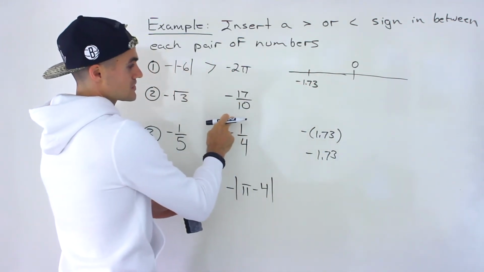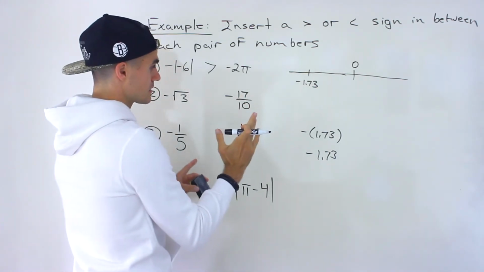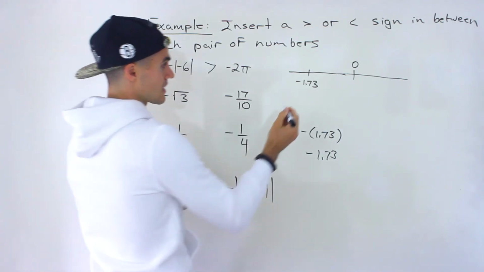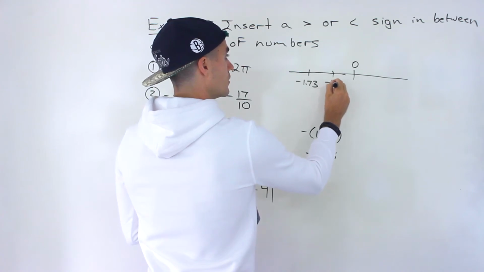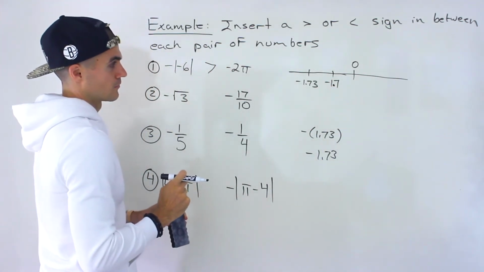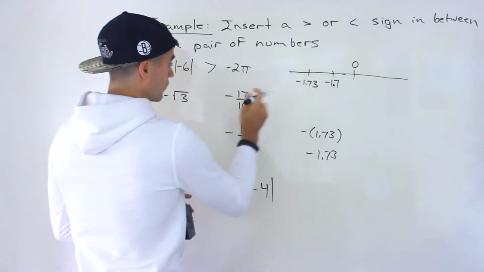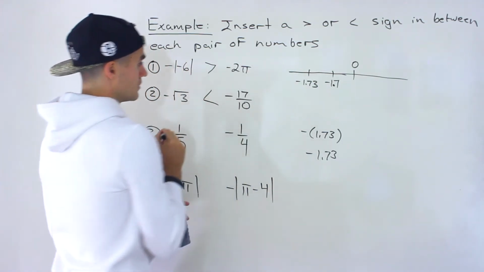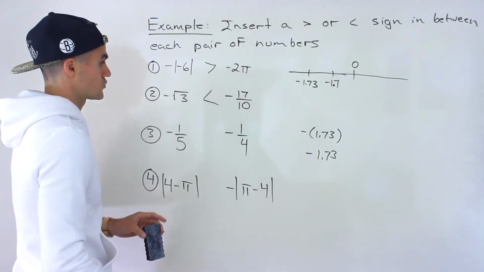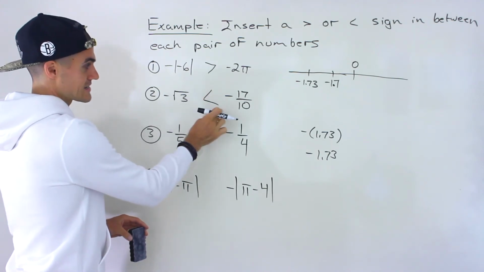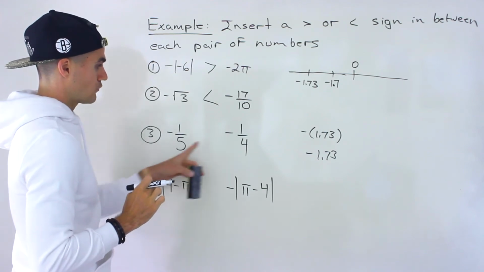And then -17/10, if we change that to a decimal, to keep it in the same format to easily compare, that's going to be -1.7. And so -1.7, that's going to be over here. Right, so -1.7 is greater than -1.73, and so that's the sign like that in order for this inequality here to hold true. Or -√3 is less than -17/10. And then we've got -1/5 and -1/4.